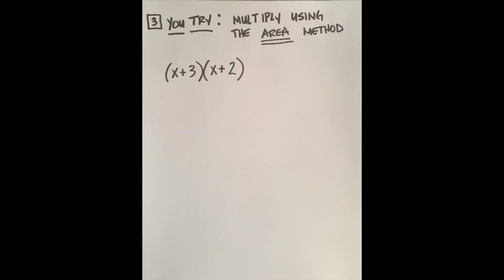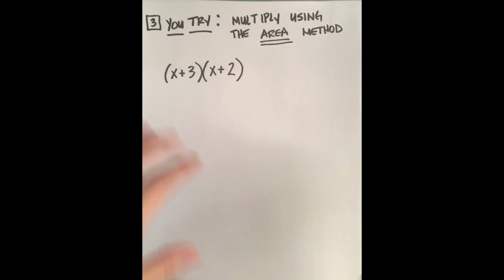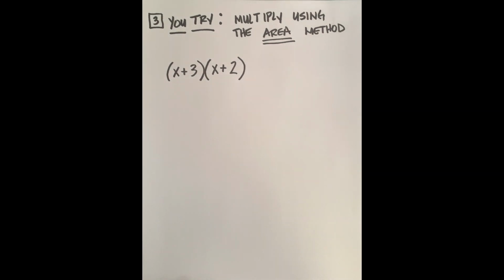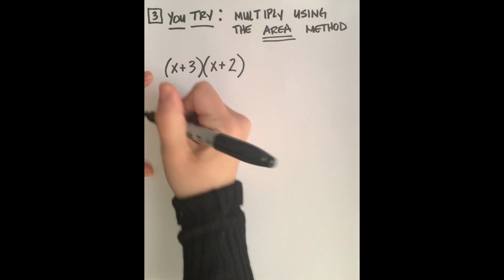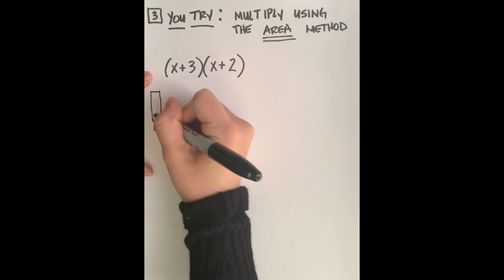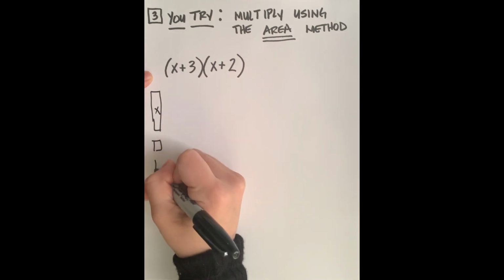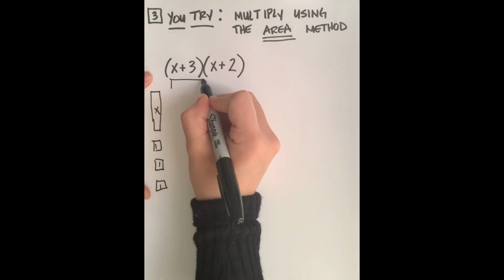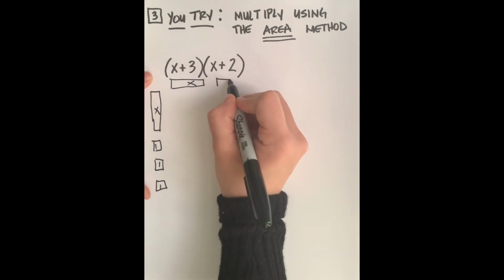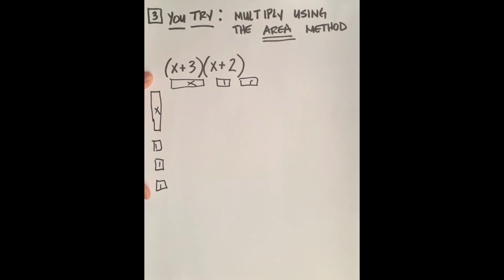Okay, now we're going on to box number 3, which is a you try. So you're going to try to multiply using the area method like I did in the previous problem. You're going to use x plus 3 times x plus 2. So try it right now. Like we did in the other problems, we would have to draw it first. So we would draw an x, a 1, a 1, and a 1. Now we would draw an x over here, and a 2, which would be 1 and 1.